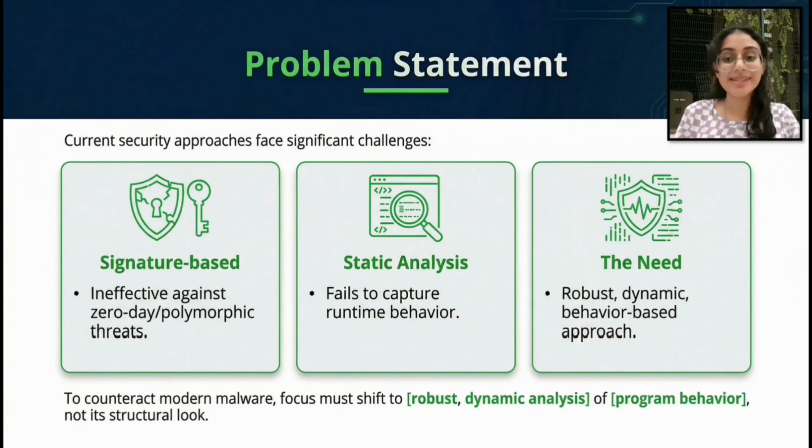Now let's look at the problem statement. Traditional malware detection techniques mainly rely on signature-based methods. These methods compare files with known malware patterns, which makes them ineffective when dealing with modern threats. For example, zero-day attacks and polymorphic malware can easily bypass these systems because they constantly change their structure. Also, static analysis only examines the code without executing it, so it fails to capture how a program actually behaves at runtime. So, as highlighted here, there's a clear need for a more dynamic and behavior-based approach to malware detection.